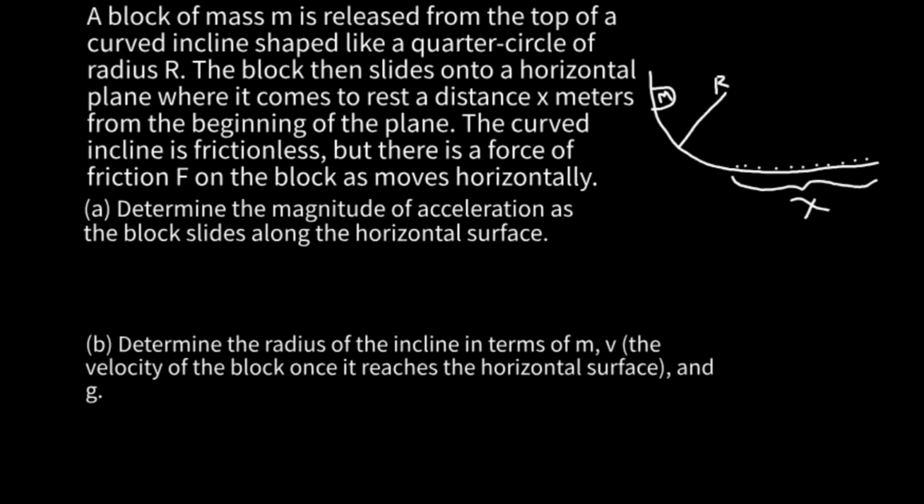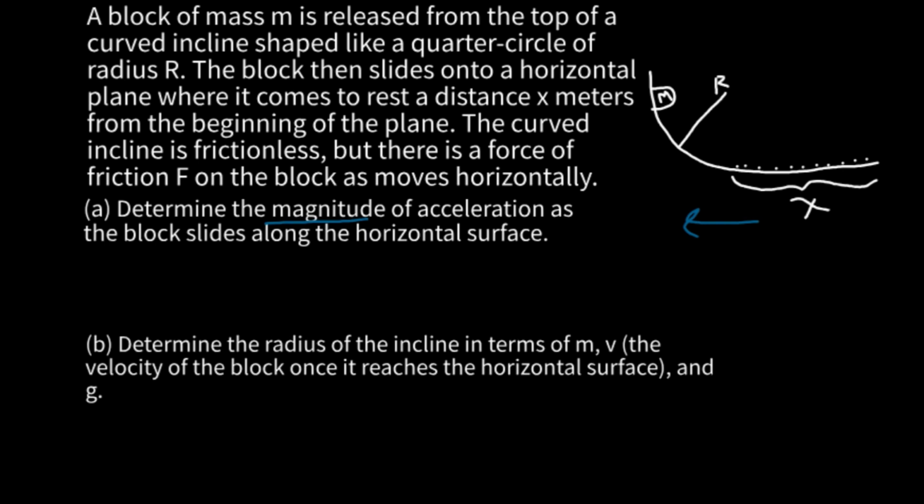So we have a block of mass m released from the top of a frictionless quarter circle. It then slides onto a horizontal plane where it comes to rest a distance x meters from the beginning of the horizontal plane, and that part has friction, obviously, because the block slows to a stop. And we're given the force of friction as F. So for part A, we want to determine the magnitude of acceleration as the block slides along the horizontal plane. Notice it says magnitude. We know the acceleration is in this direction, opposite our direction of motion, but the magnitude means it doesn't matter whether that acceleration is positive or negative.